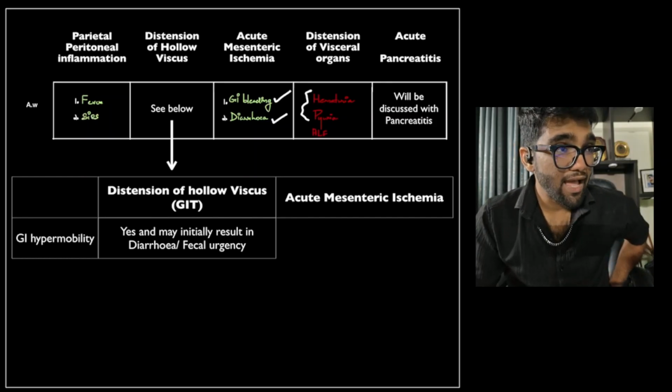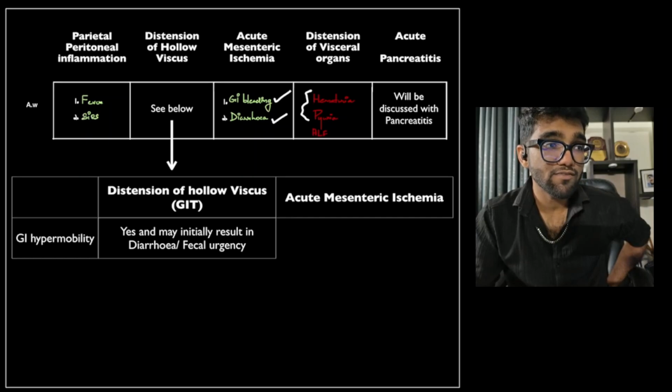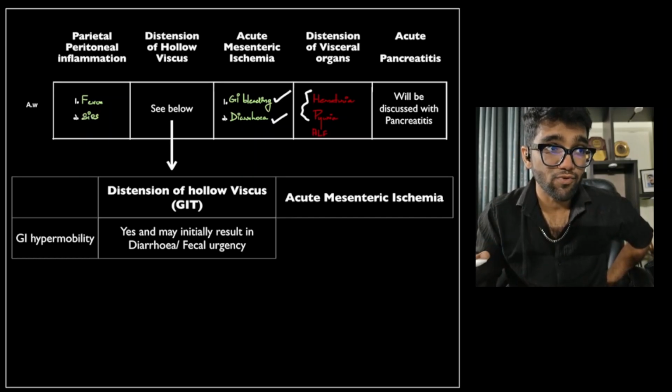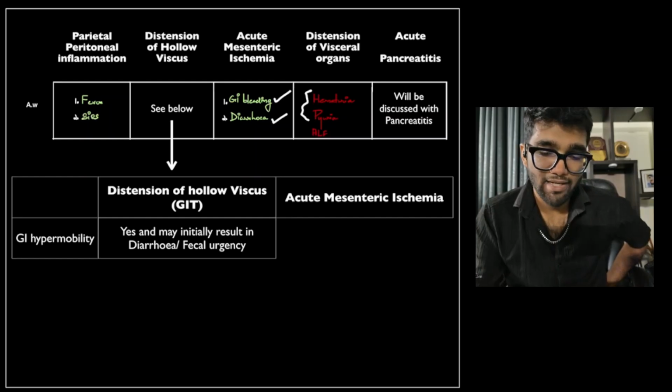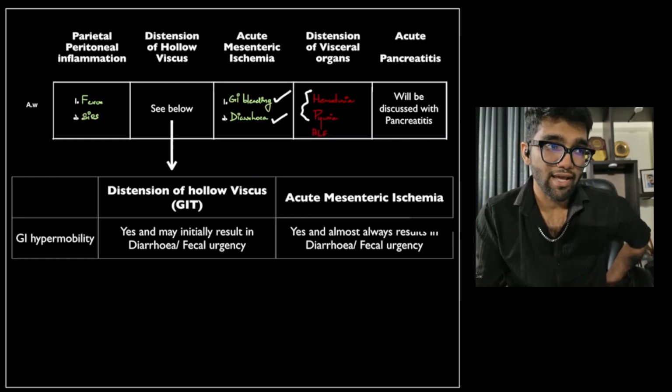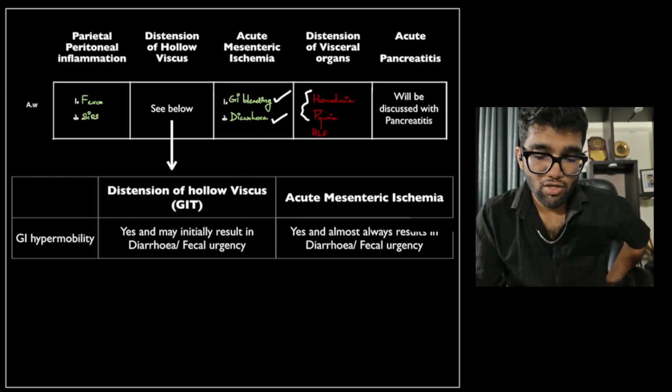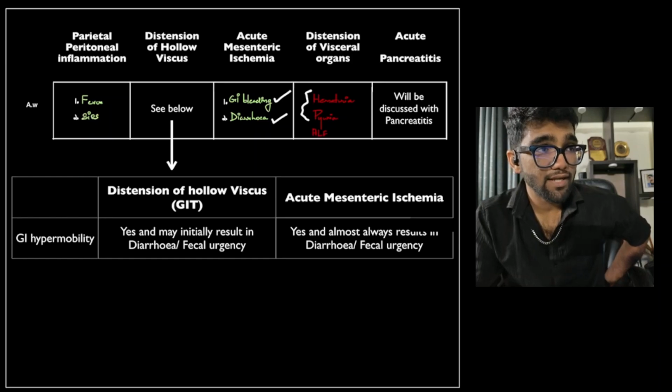So you might have increased GI motility distal to the obstruction initially, and you might have increased fecal urgency, or even what the patient might describe as diarrhea, but it's not diarrhea, it's just increased fecal frequency. Because the frequency is increased, there's not enough time to reabsorb the water from the feces, so as a result the feces may be semi-solid to liquid. So it's not diarrhea. I've routinely seen people misrepresenting this as diarrhea. It's not diarrhea.